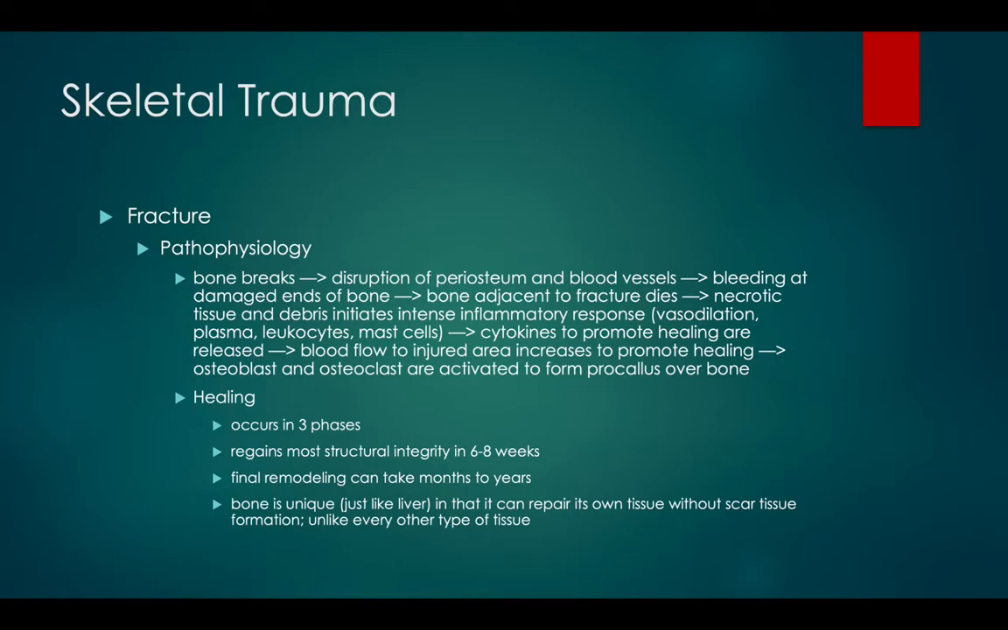Bone is unique in that it can repair its own tissue without scar. The liver is like that as well, as a side note. But that's important because when the bone rebuilds, you want it to be exactly the same as it was before. So that way it has the same shape and integrity and can carry out the same functions as it did originally prior to the fracture.